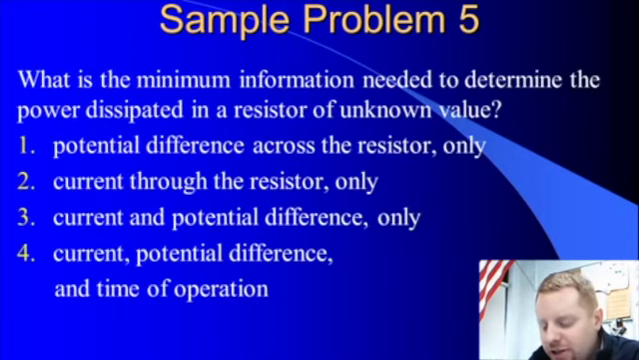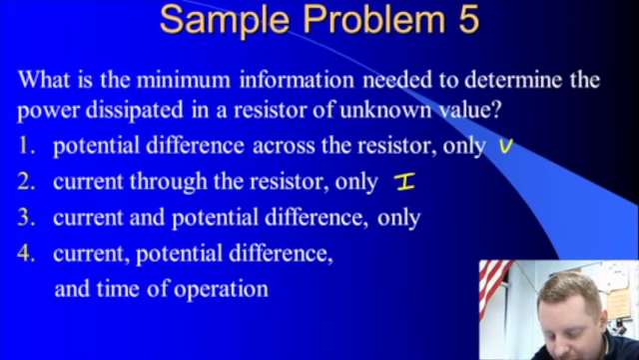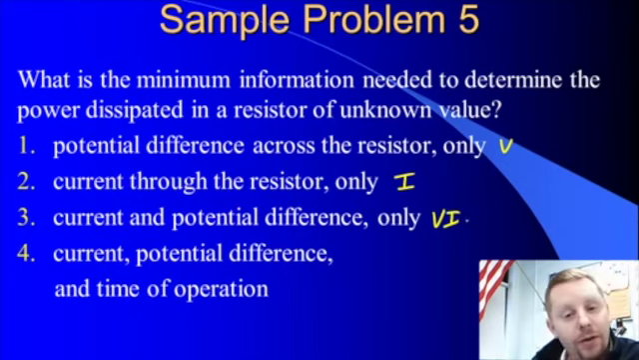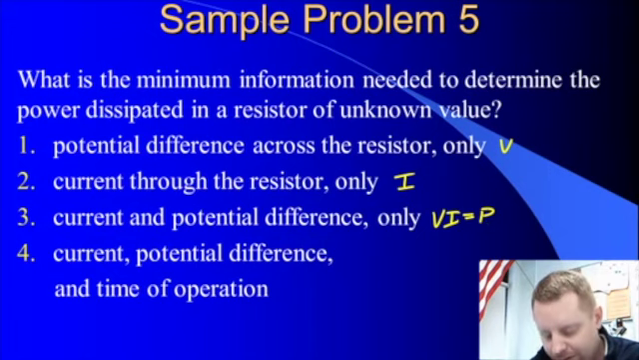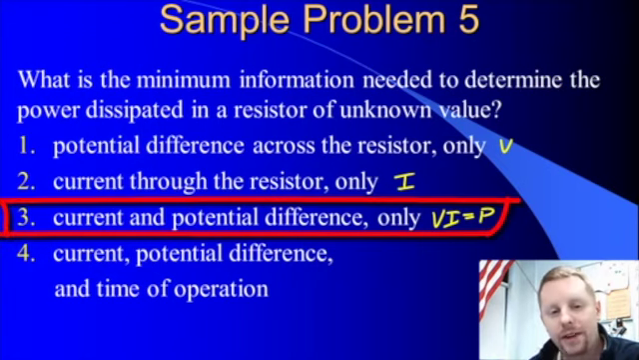What is the minimum information needed to determine the power dissipated in a resistor of unknown value? And we've got a lot of choices here. Potential difference across the resistor. If I know just V, I don't think that's going to do it. Current through the resistor, I. Well, with just current, I can't figure out the power dissipated. Current and potential difference only, VI. Well, that should work because if you recall, one of our formulas for power is power equals potential difference times current. And finally, current, potential difference, and time of operation. Well, yeah, that would work too, but that gives us more information than we actually need. So our best answer here must be choice 3.